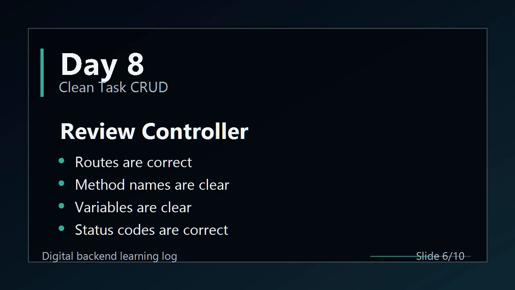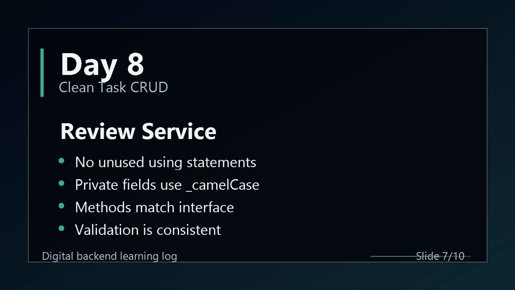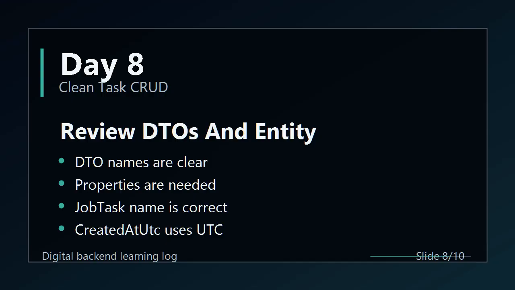Review the TasksController. Check that routes are correct, method names are clear, variable names are readable, and each endpoint returns the correct status code. Review TaskService next. Check for unused using statements, private field naming, method names matching the interface, and consistent validation logic. Review the DTOs and the JobTask entity. Keep only needed properties, preserve clear names, and make sure CreatedAtUtc uses UTC.